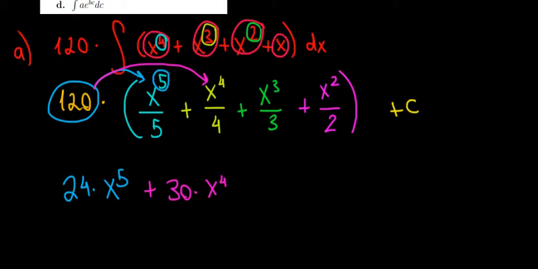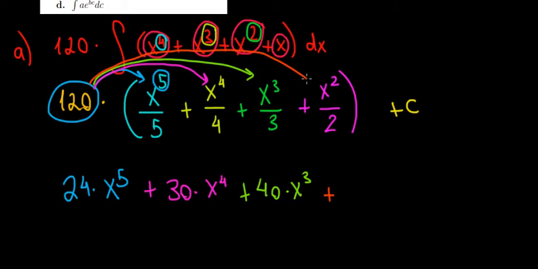We go to the next term again, so plus 120 times the third term, x cubed divided by 3. 120 divided by 3, that's 40 times x cubed. And then we do it one last time, so we have plus 120 multiplied with x squared divided by 2. 120 divided by 2, that's just 60 multiplied with x squared, and then we add our constant. So plus our constant, and that's it. We are done. Next video, we'll keep solving.